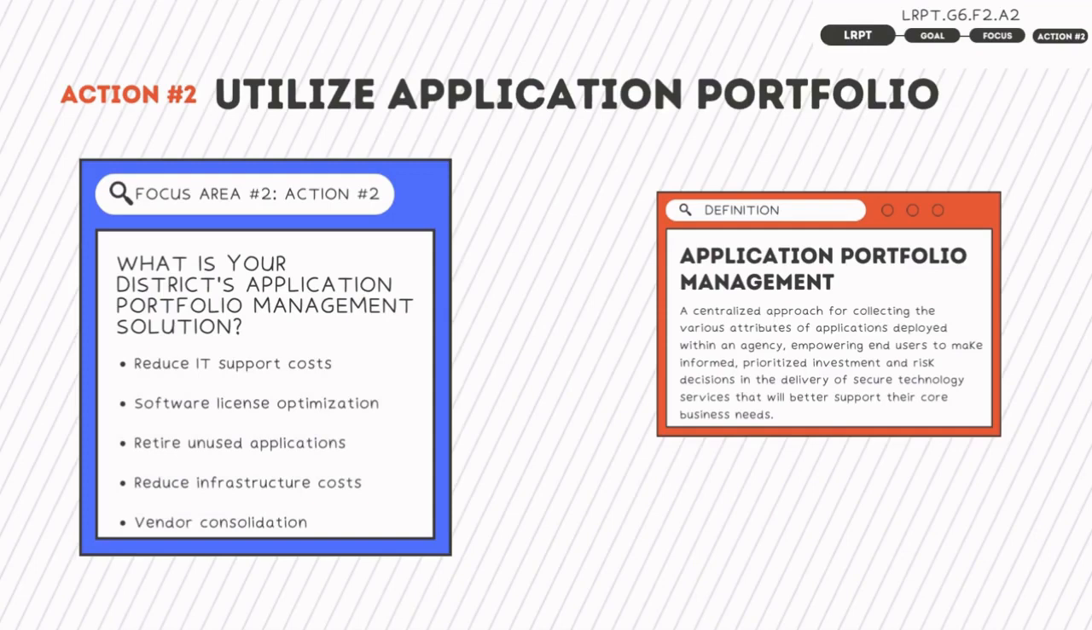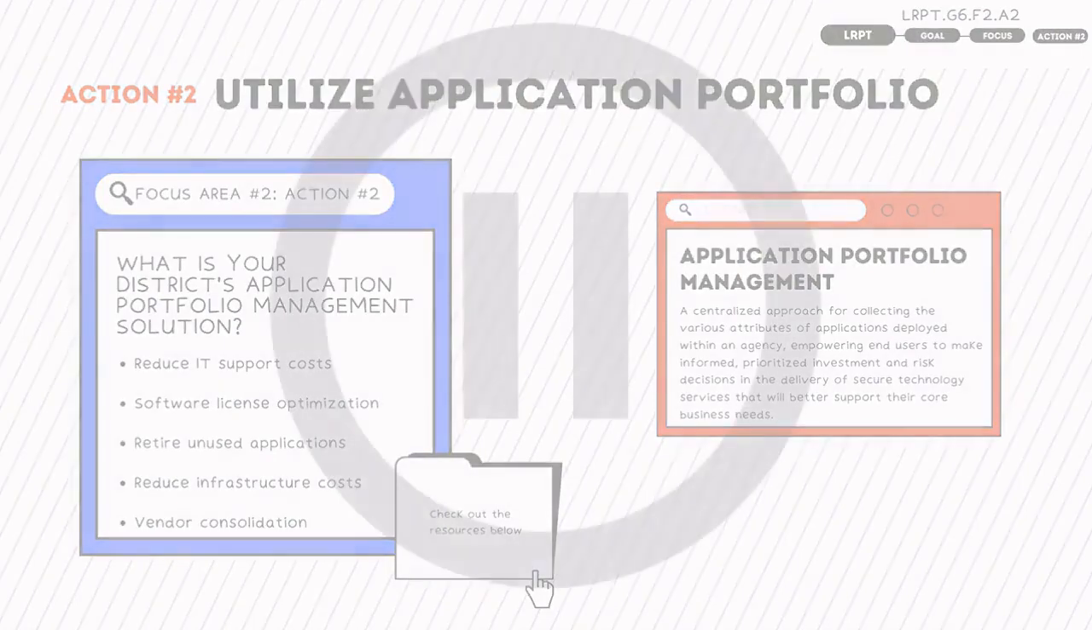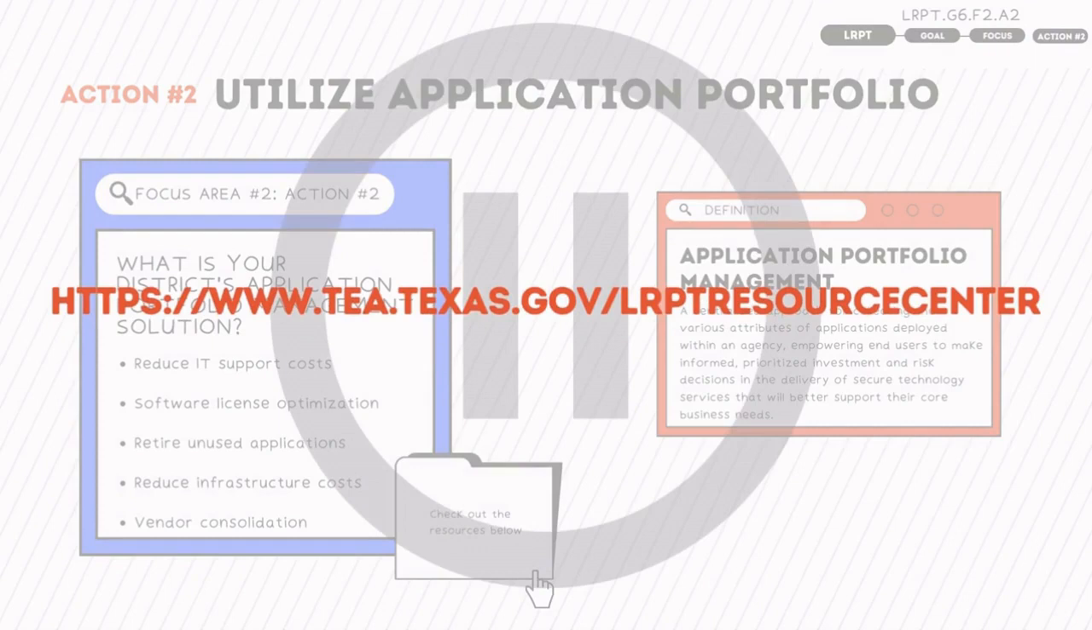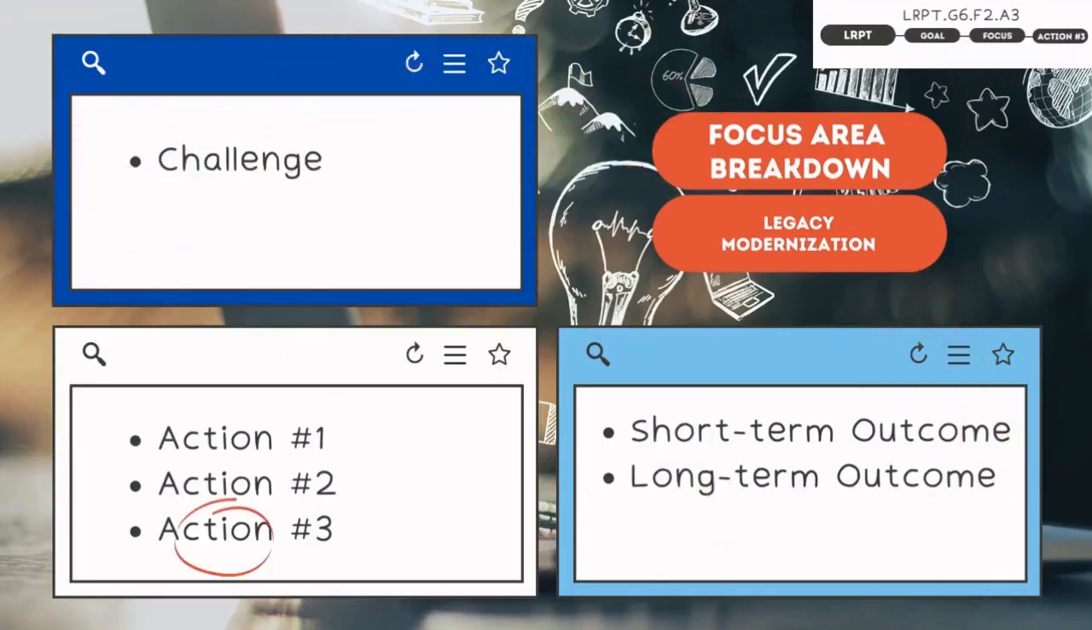Utilizing an application portfolio solution can have positive impacts on your district, such as reducing IT support costs, supporting software license optimization, retiring unused applications, reducing infrastructure costs, and vendor consolidation. Use the resources below to learn more about how to utilize an application portfolio. Pause the video here and use your workbook to outline what your current application management process looks like and how you can continue to grow this practice. Now let's move on to action number 3.